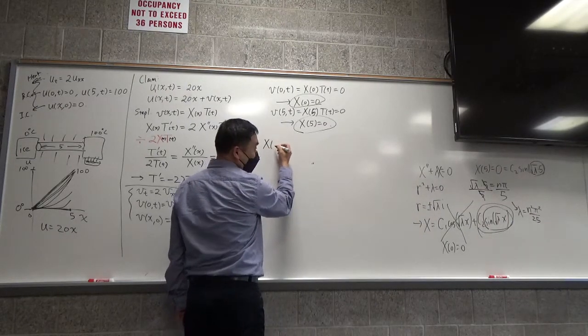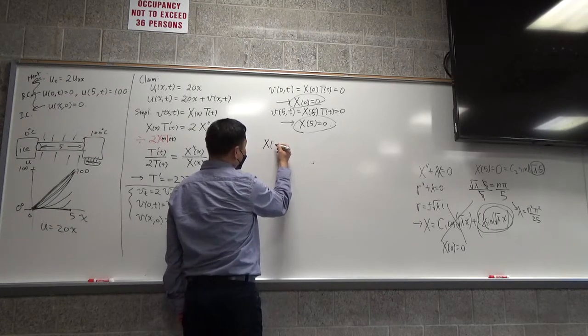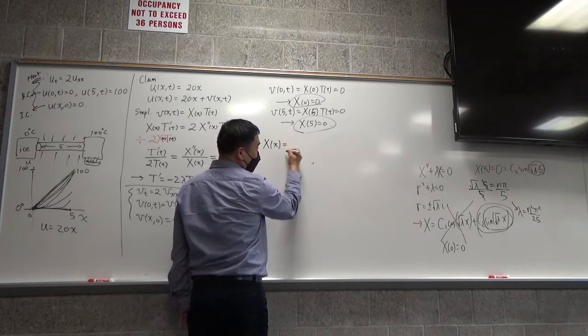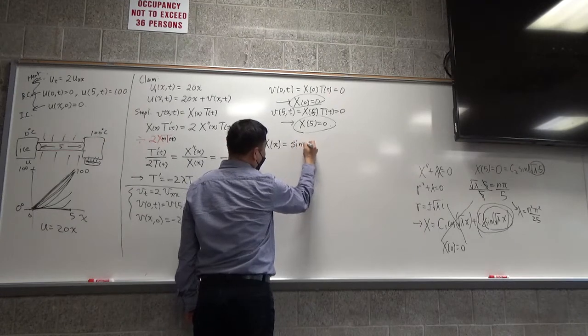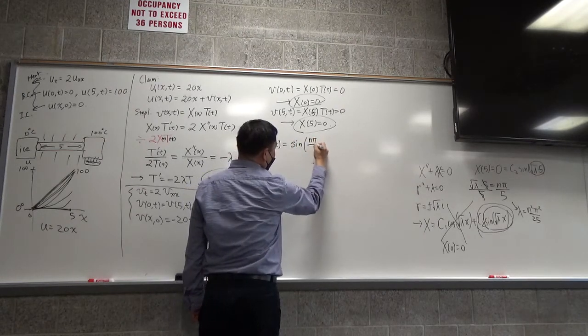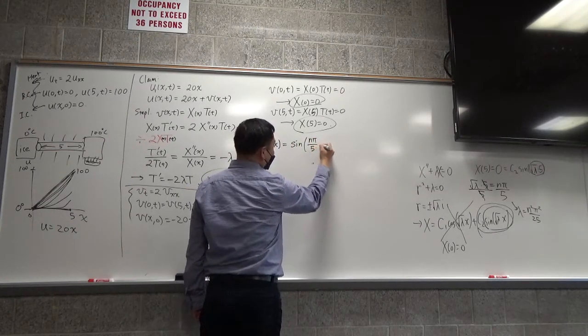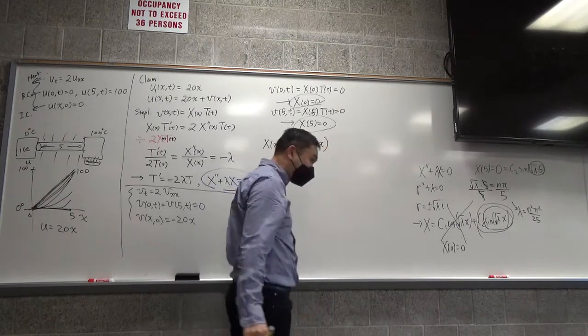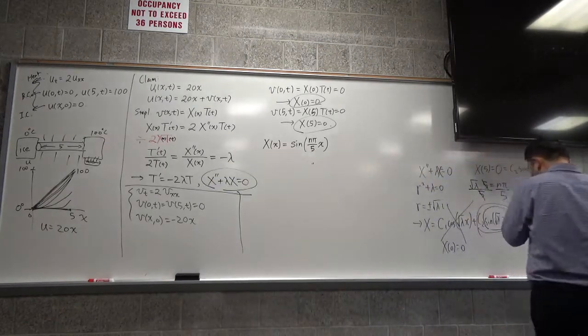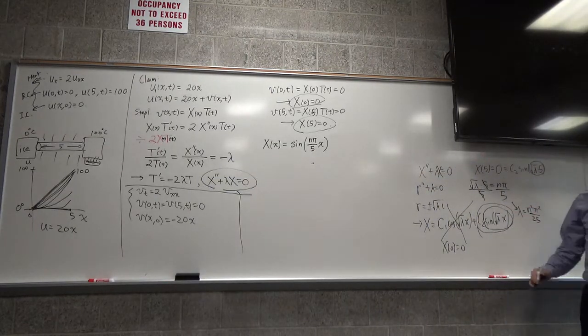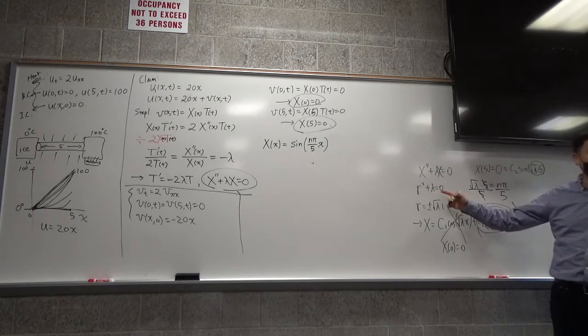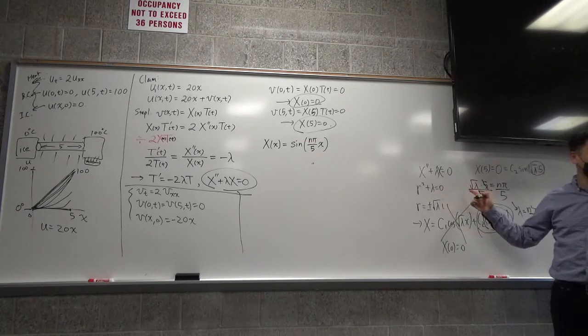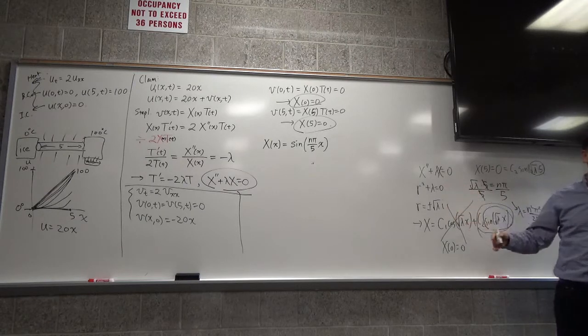X of x must equal sine of n pi over 5 x. Now there's still a step that I skipped. You also have to think about what happens when lambda is 0. But that you should work out.